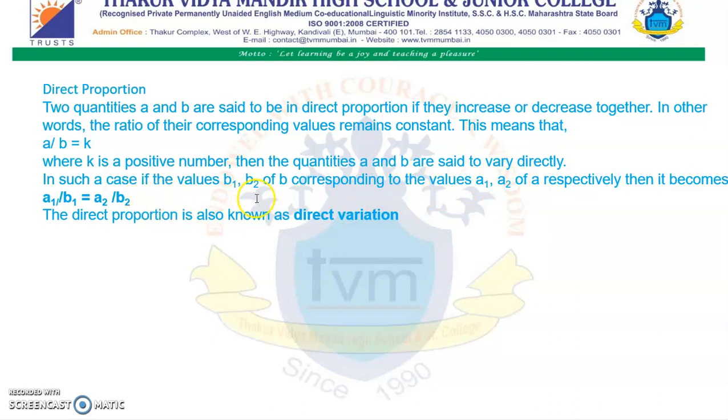In such cases, if B1, B2 are the values of B corresponding to the values A1, A2 of A respectively, then it becomes A1 upon B1 equal to A2 upon B2. The direct proportion is also known as direct variation.